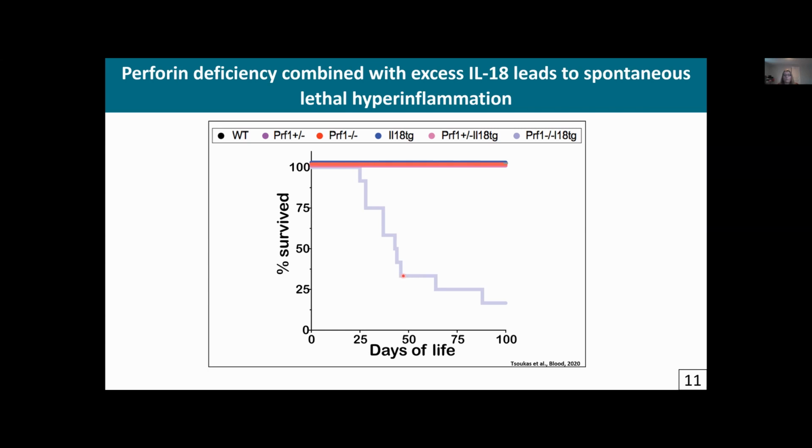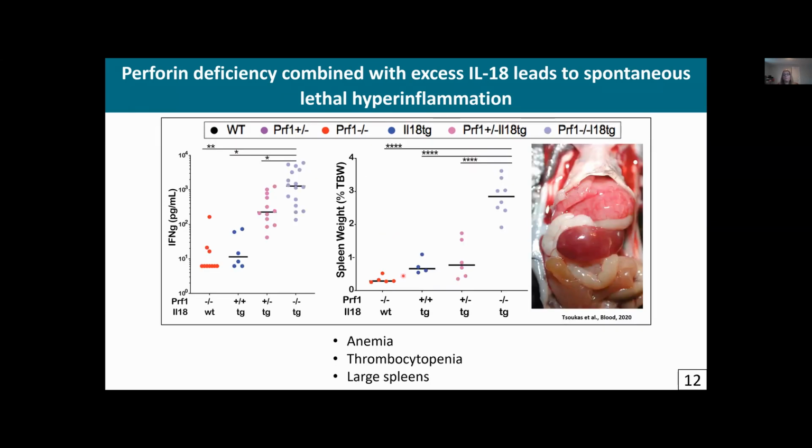And so when we looked into why these mice were spontaneously dying, we saw that the perforin knockout mice, again, here in this purple color, perforin knockout IL-18 transgenic mice, were actually dying of hyperinflammation. And these mice were showing nearly all of the same symptoms of not only the patients that we see in clinic, as well as the IL-18 and perforin knockout mice when they were given LCMV. However, in this case, there is no infection going on.